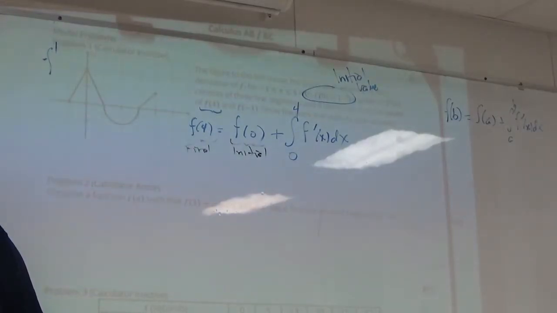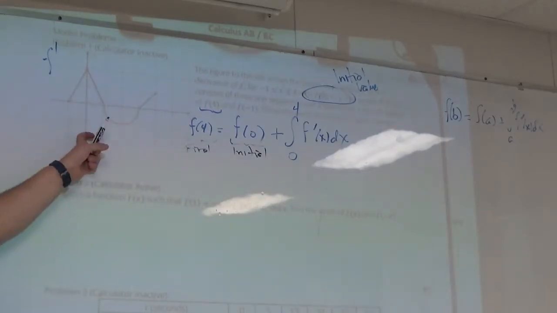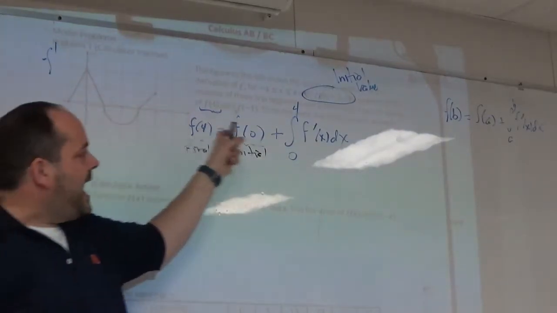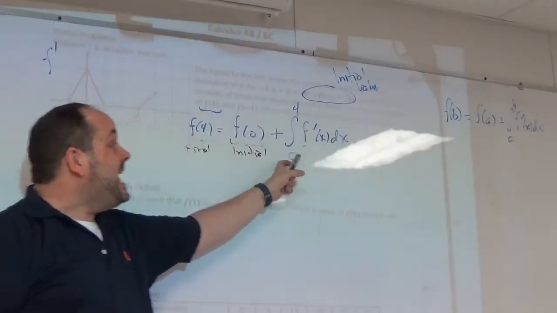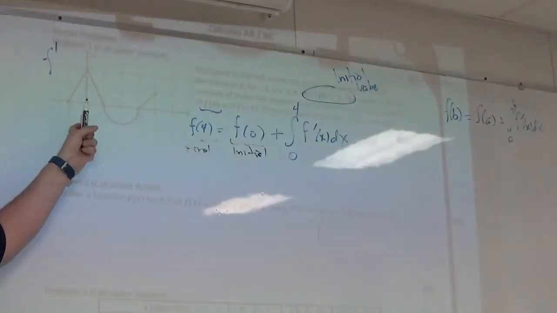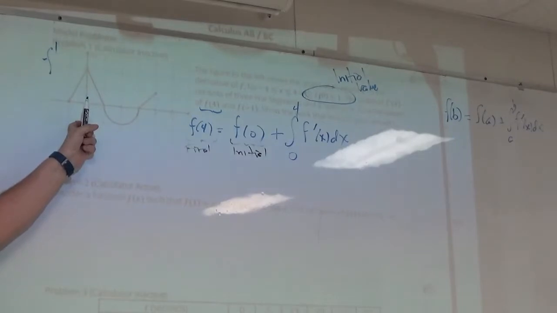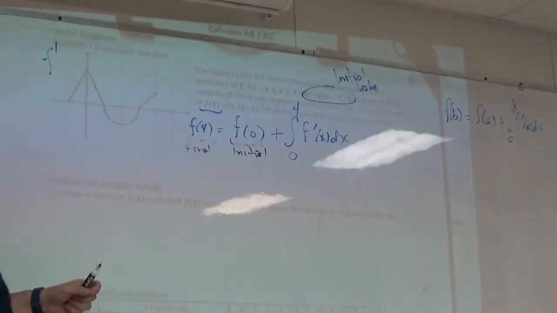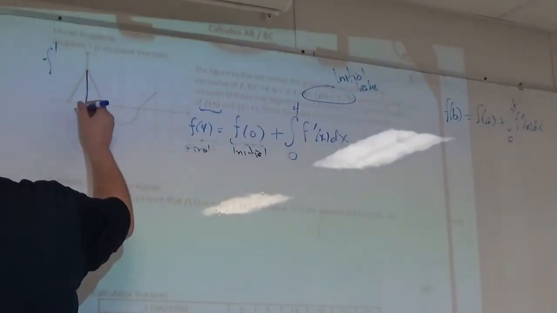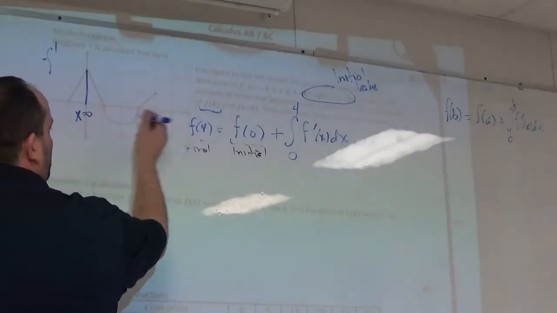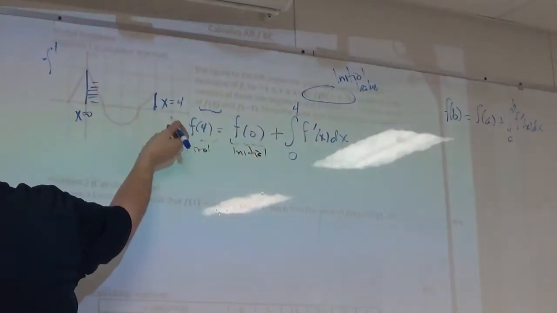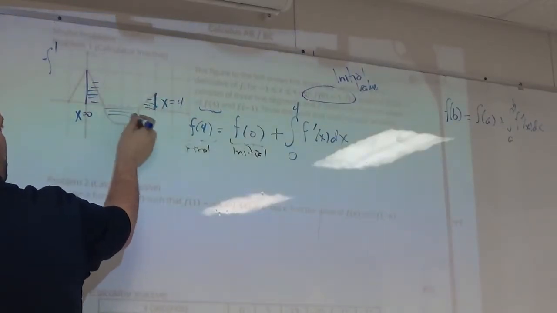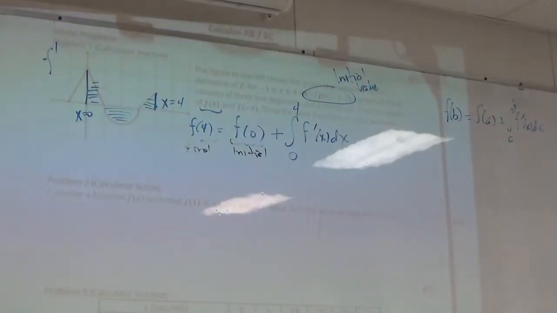You have the graph. This is the graph of f prime. How would I ever figure out the integral from 0 to 4 of f prime of x dx if I have the graph? I'm hearing it from a lot of folks. Area. I'm asking you to find the area from x equals 0 all the way to x equals 4. So you need to find that area.